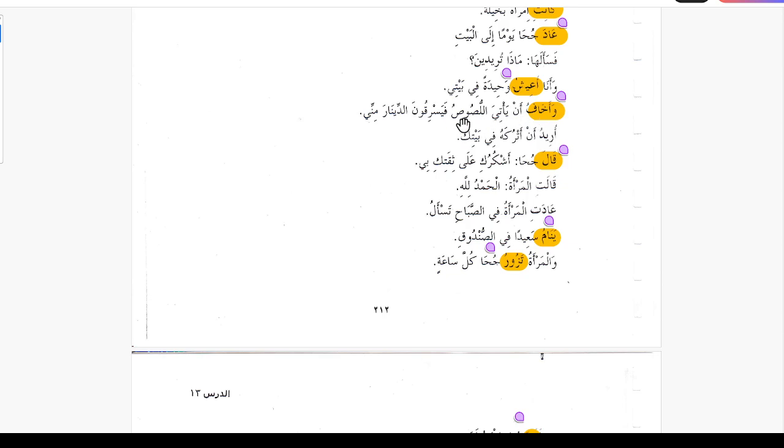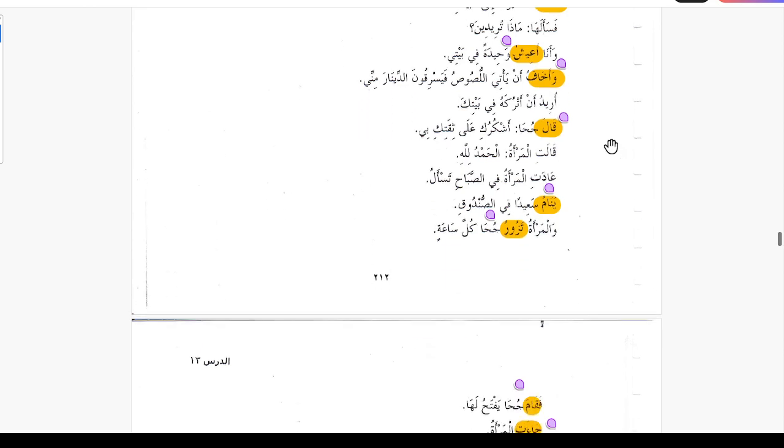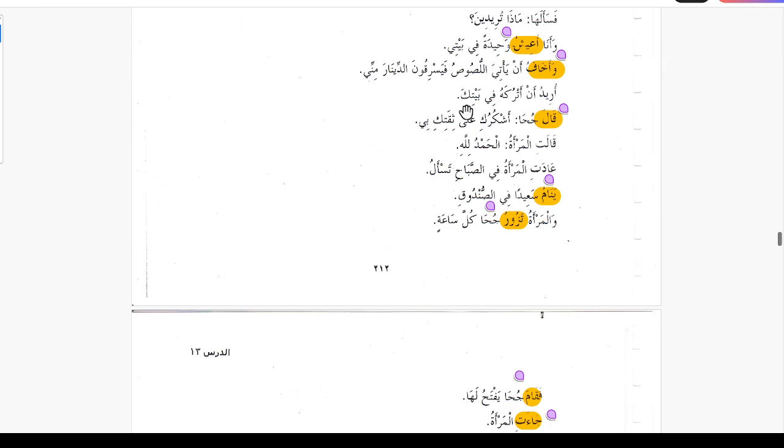I fear that the lasus, the people who steal money, they come and they steal the dinar that she was having from me. She feared that the thieves will steal the dinar from me. Uridu an atrukahu fi baytika. I want to leave it fi baytika, in your house.